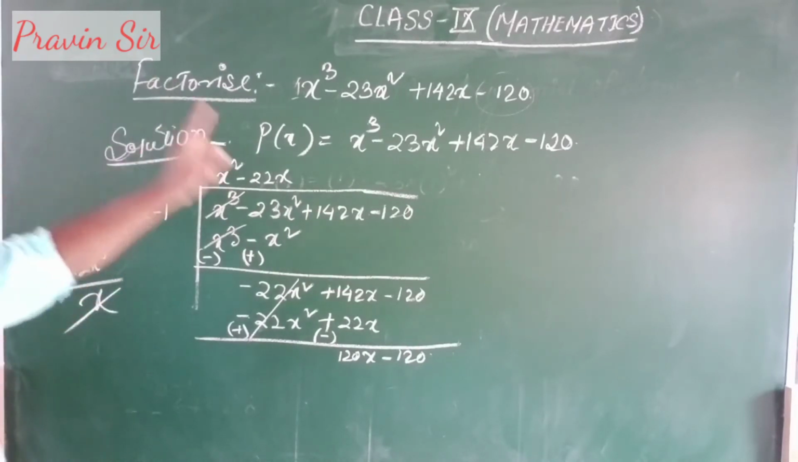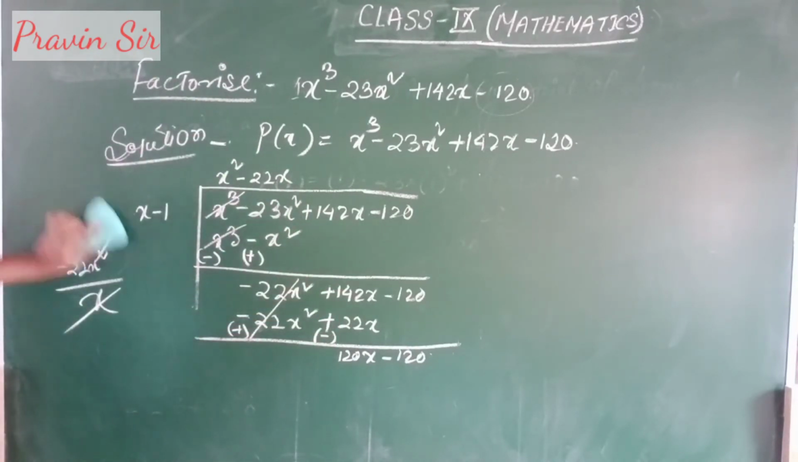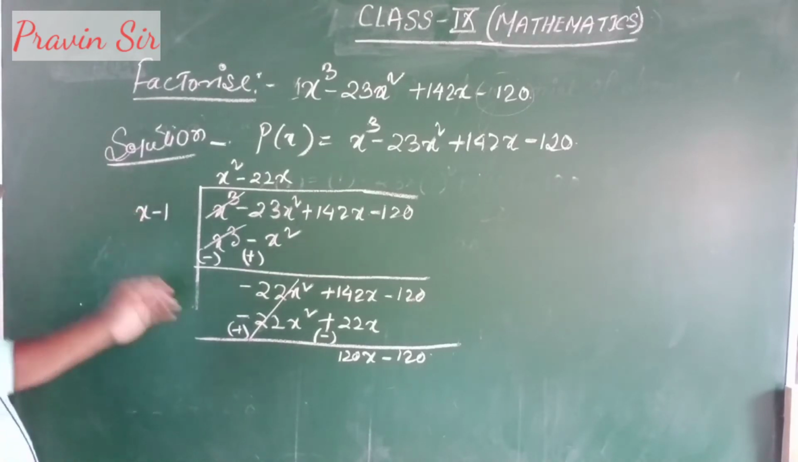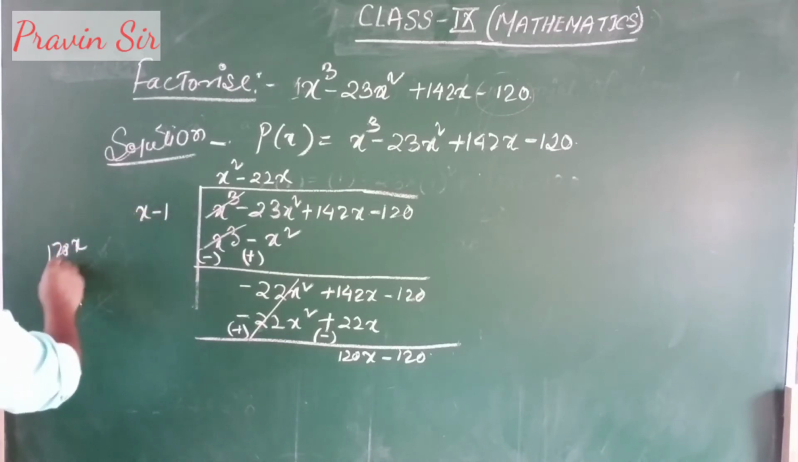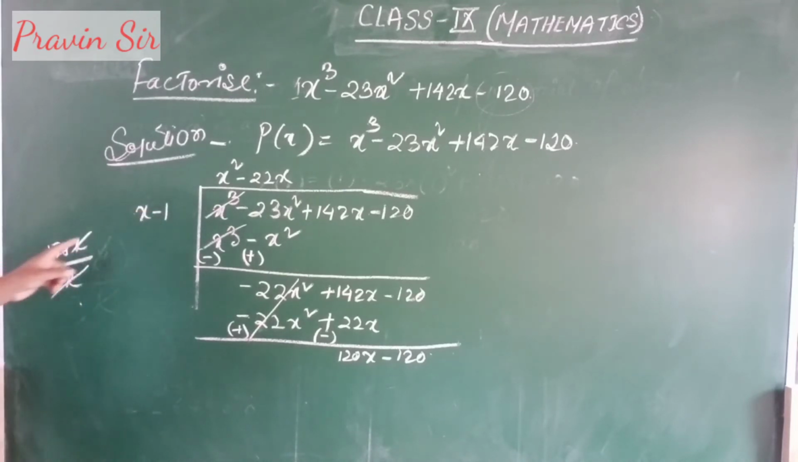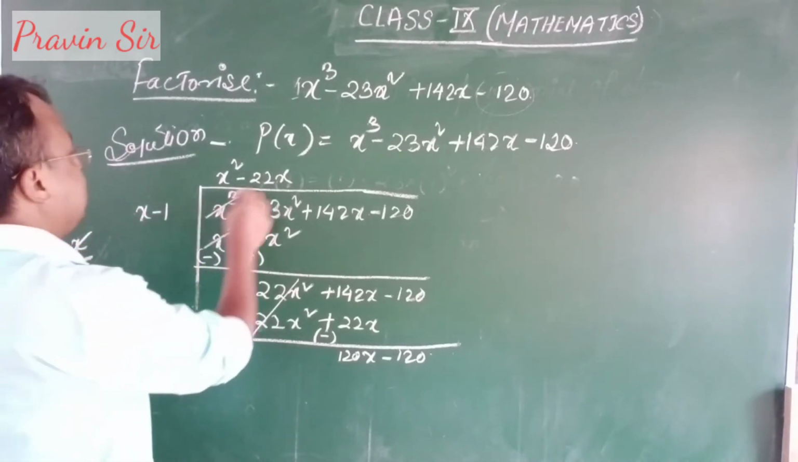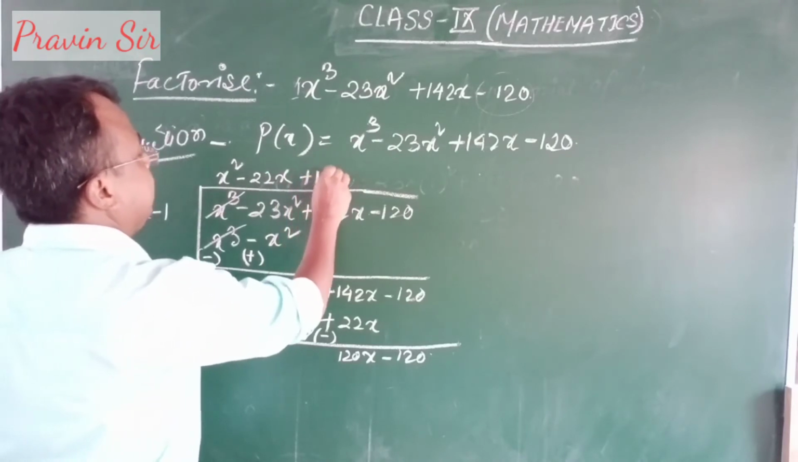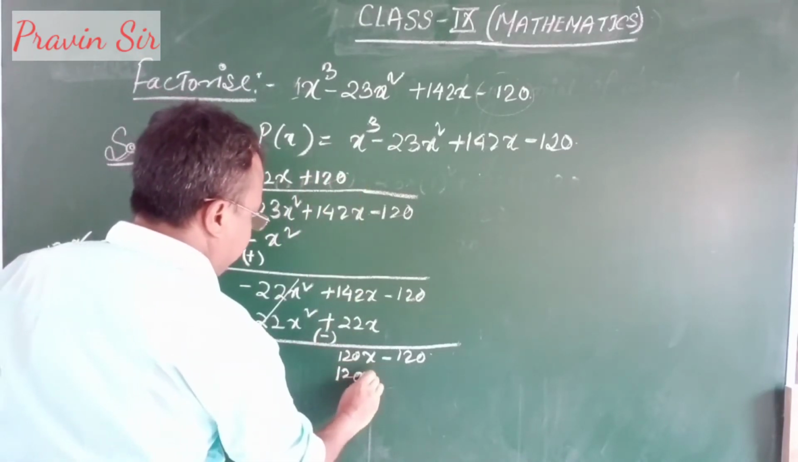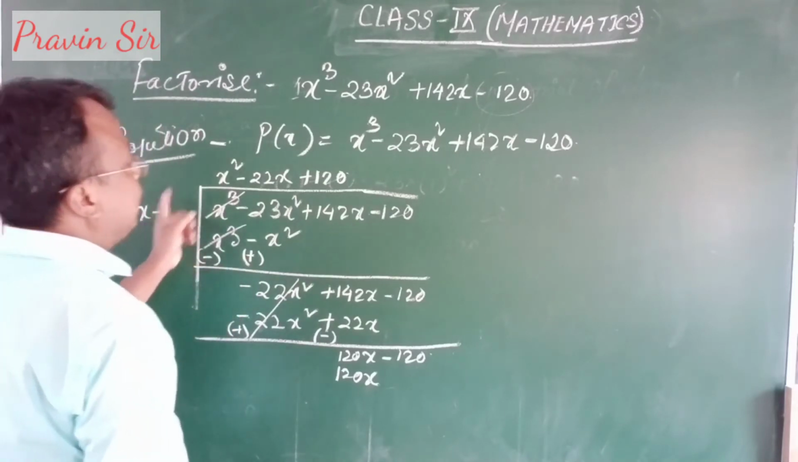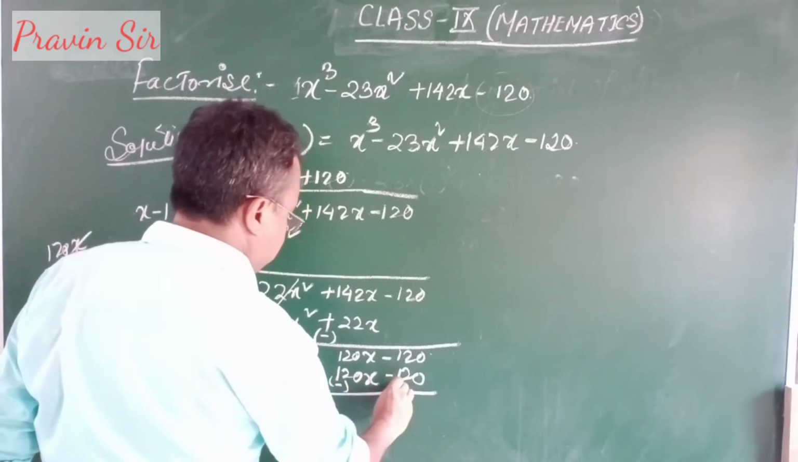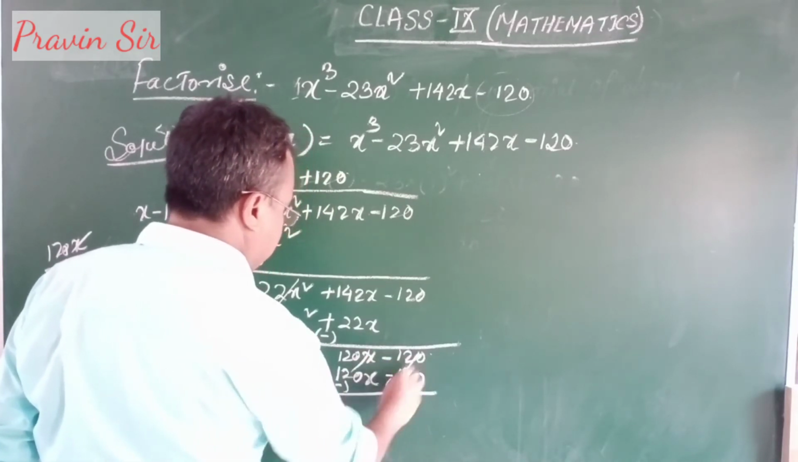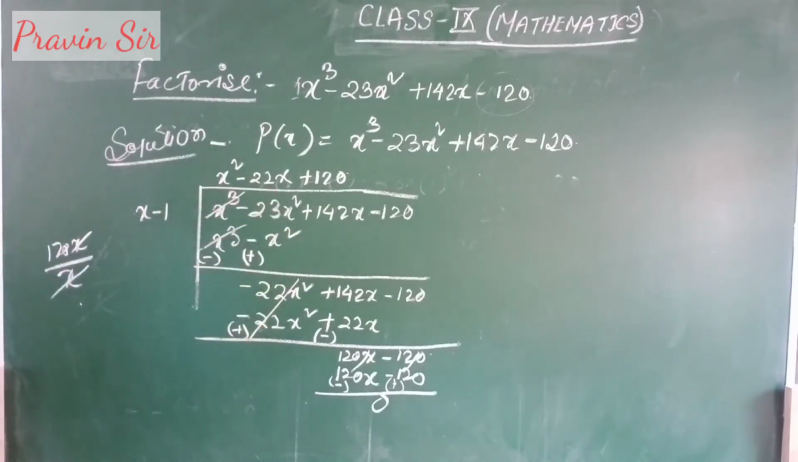So what do we multiply with x to get 120x? Divide 120x by x. So means if we multiply 120 with x, we will get 120x. So x into 120. Plus 120, so you will get 120x. Then minus 1 into 120 is minus 120. So this is minus, this is plus. So cancel the remainder. So in this case you will get the remainder 0.